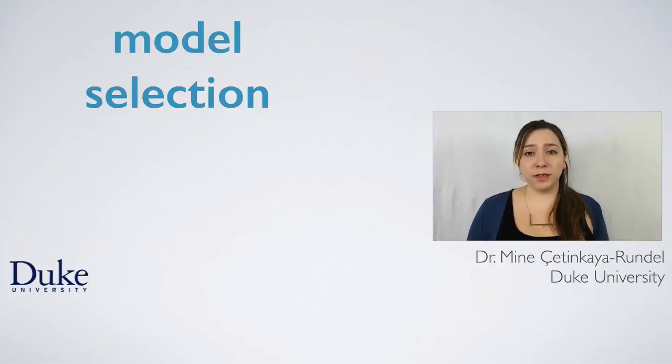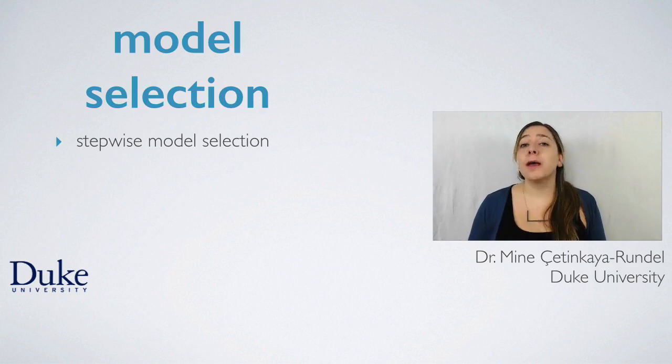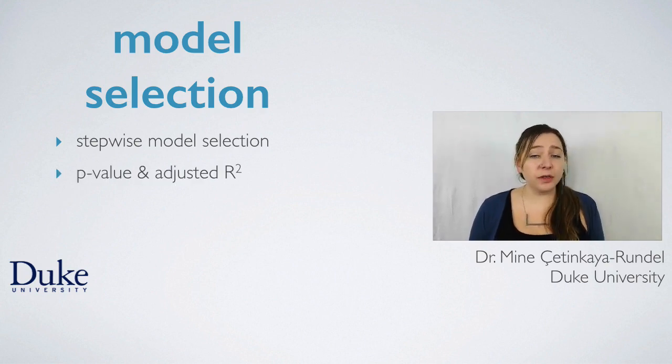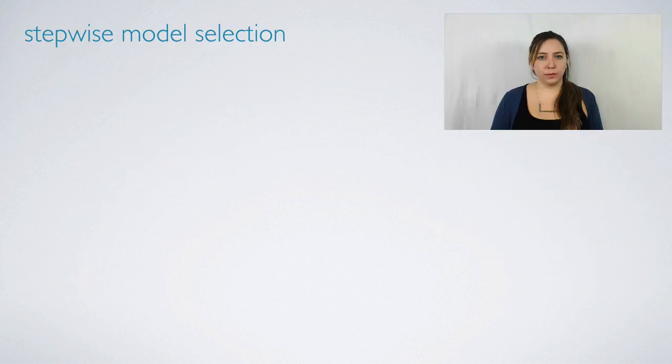Next, we discuss model selection, which is the science and art of picking variables for a multiple regression model. We're going to talk about stepwise model selection methods based on criteria of p-values or adjusted R-squareds, and we're also going to mention briefly at the end that sometimes we might just pick variables based on expert opinion.